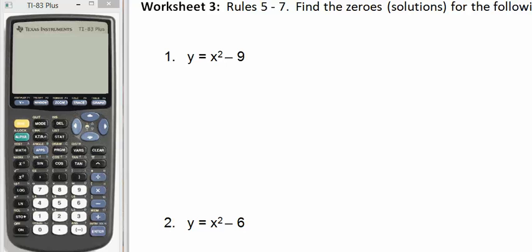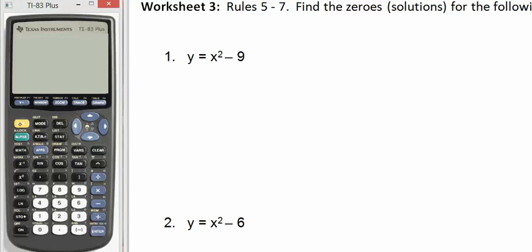All right, for worksheet 3, we're going to be learning another way to do these by hand. First, I want to remind you how to do it on the calculator. So if you want to do them all on the calculator, you can, but especially these ones on the left, if you learn to do them by hand, they're a lot faster.